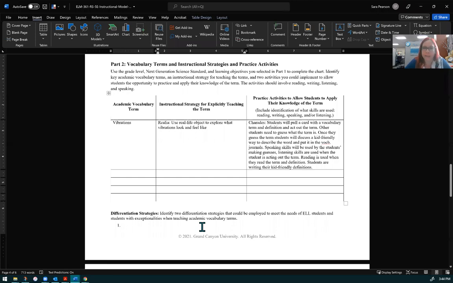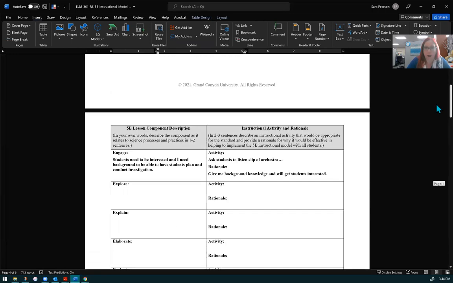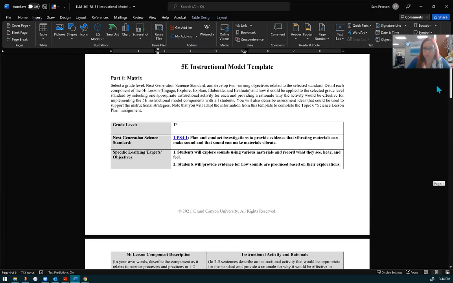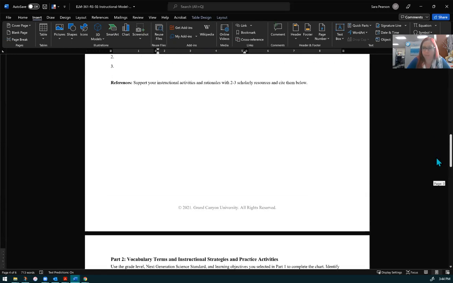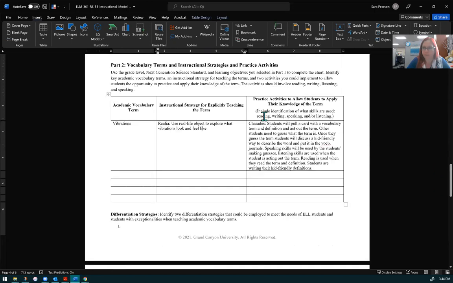So part 2 has you identify vocabulary terms that are related to the standard and the 5E model that you wrote in part 1. So I focused on sound for this. So I'm going to find now academic vocabulary terms that students will need to know as a part of this unit. For my example, I chose vibrations because that's an important part of sound. Once you choose that term, you're going to think of an instructional strategy for explicitly teaching that term.